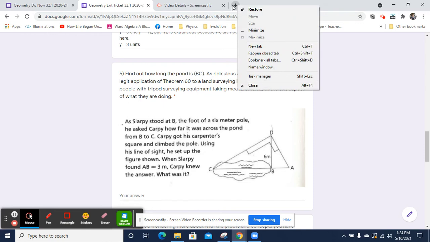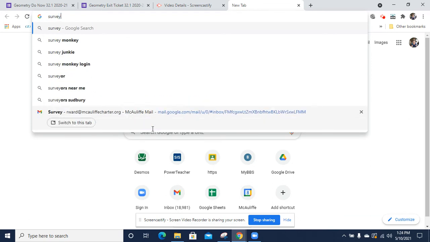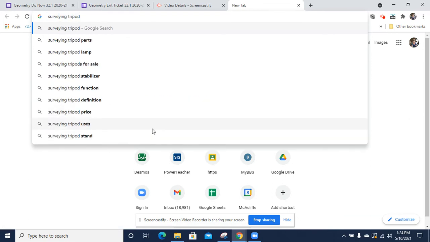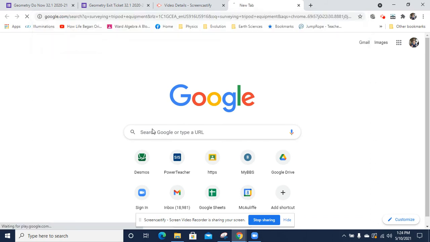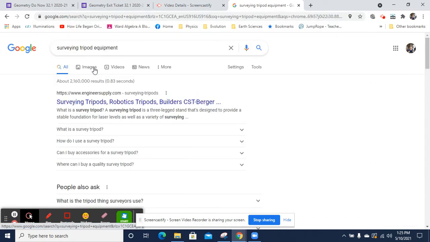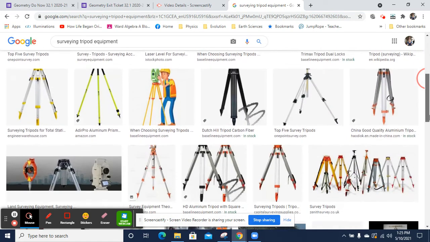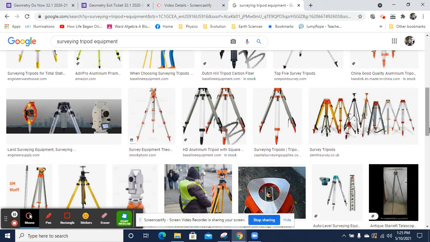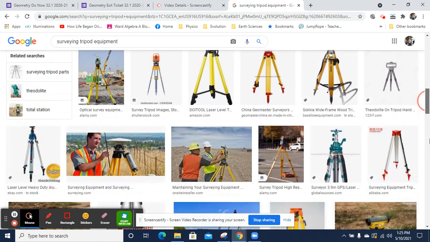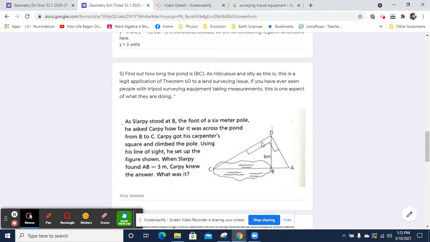I'm going to actually open up a little Google surveying tripod equipment. You may have seen people out and about with these sorts of things, taking measurements and so forth. Pardon that interruption, but they are taking measurements of angles and distances. And so that's actually what's happening here.